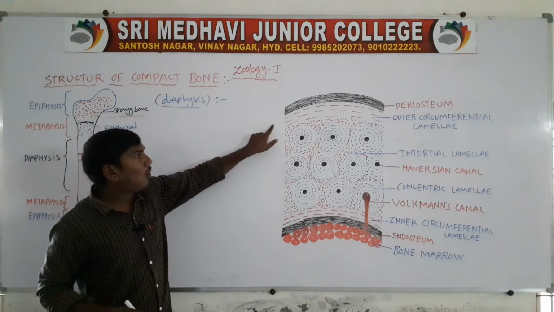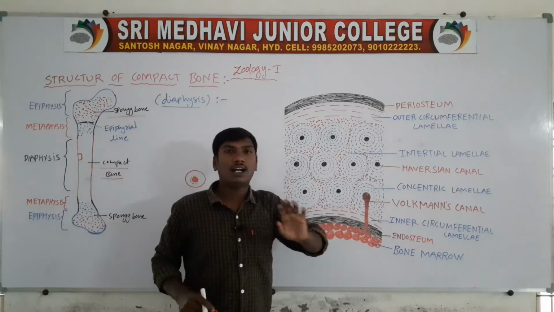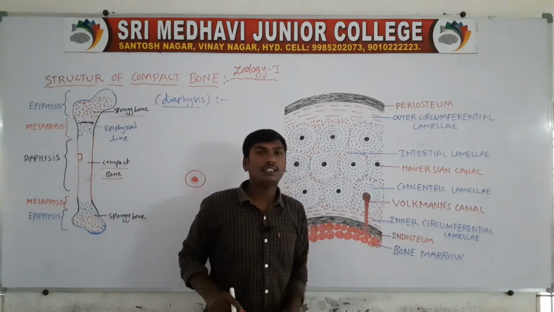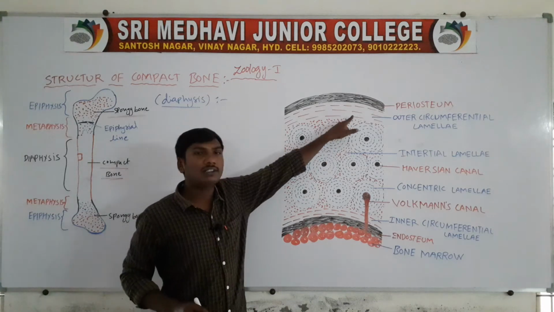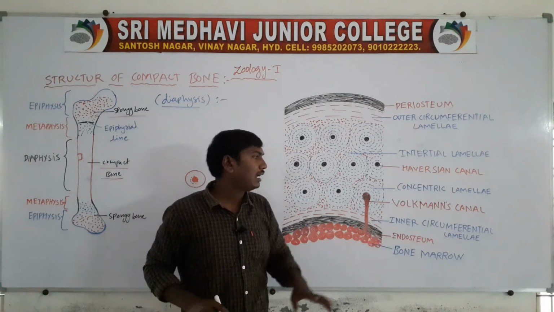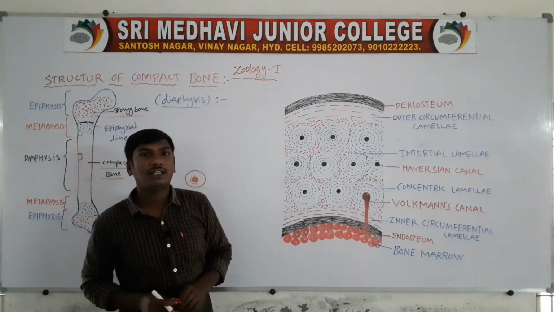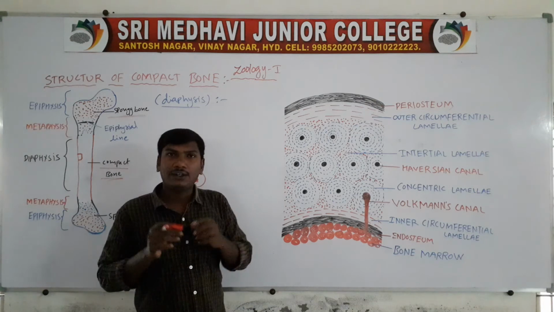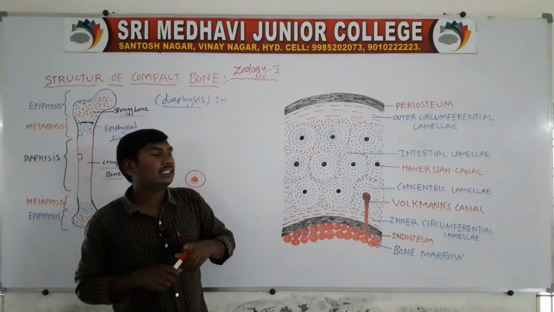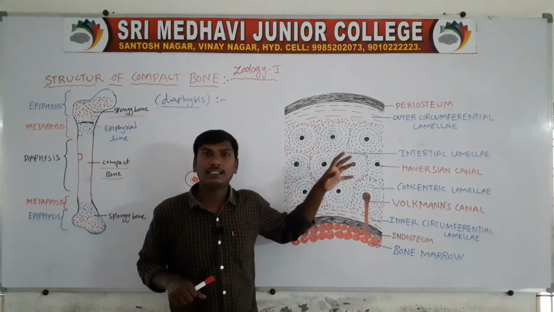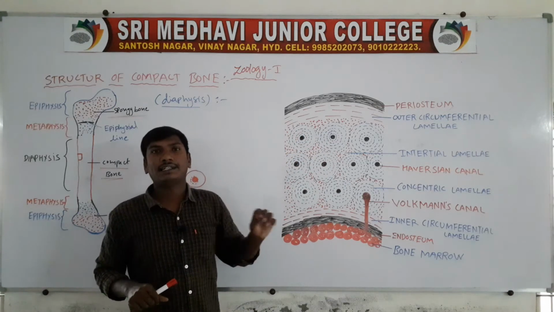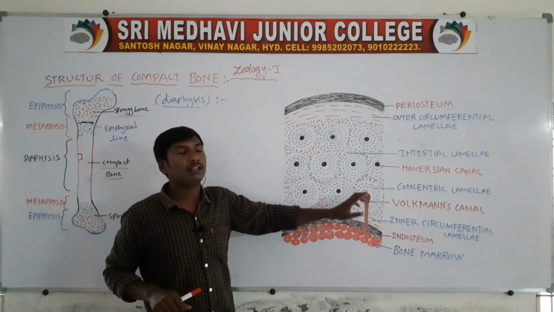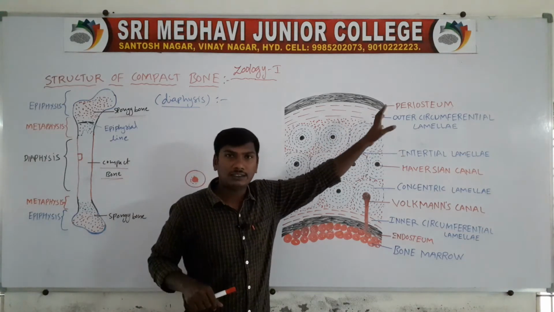One is the outer circumferential lamellae, and the other is the inner circumferential lamellae. Between the endosteum and periosteum are the circumferential lamellae, which are of two types, one outer and one inner. The outer one is called the outer circumferential lamellae.